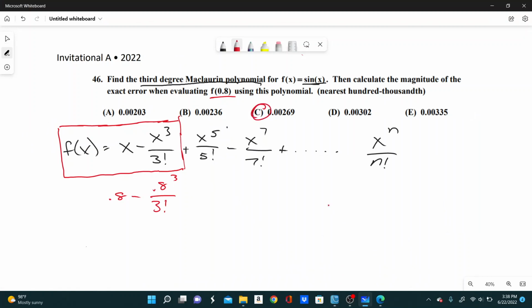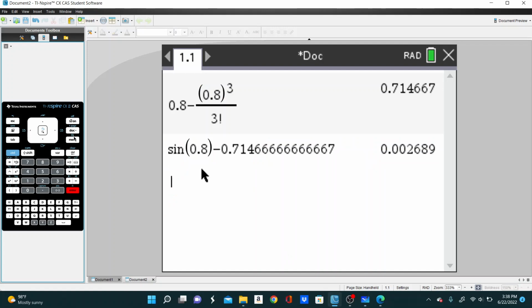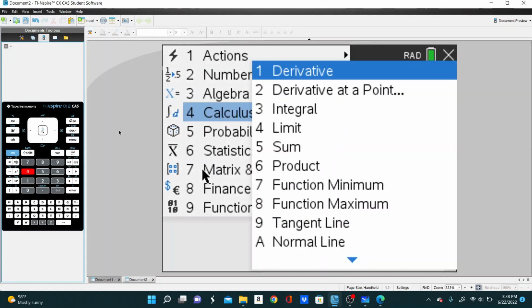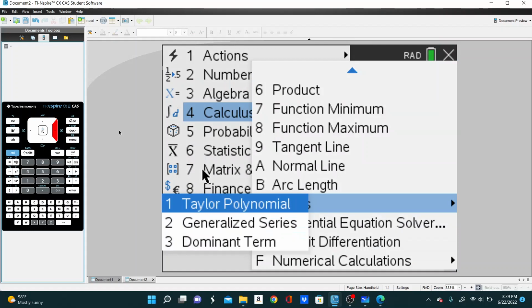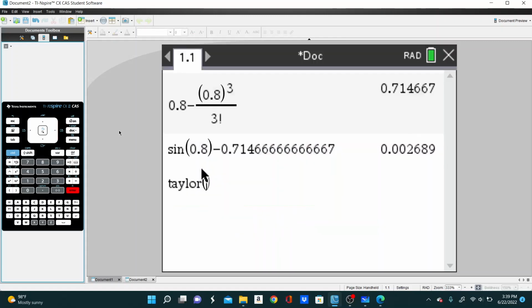There's actually a way you can do this on your calculator. There's a way you can find this Maclaurin polynomial in case you forget what the expansion for different things are. So you can go to your calculator, and then it's menu, 4 for calculus, and then series, and then see, it says Taylor polynomial. A Maclaurin polynomial is just a specific kind of Taylor polynomial.